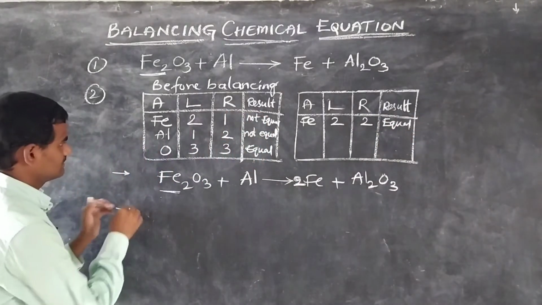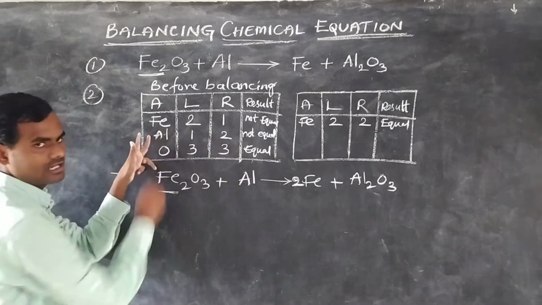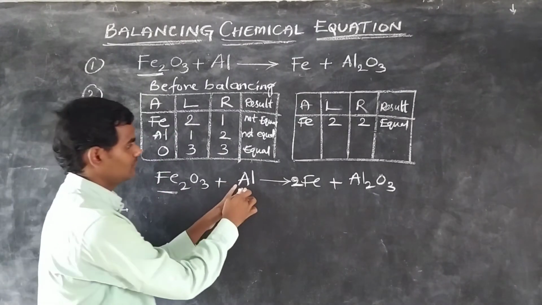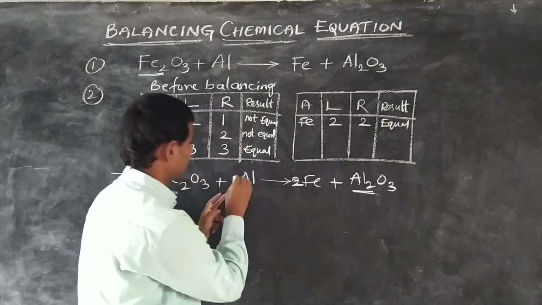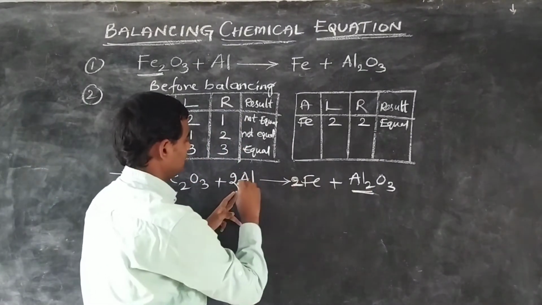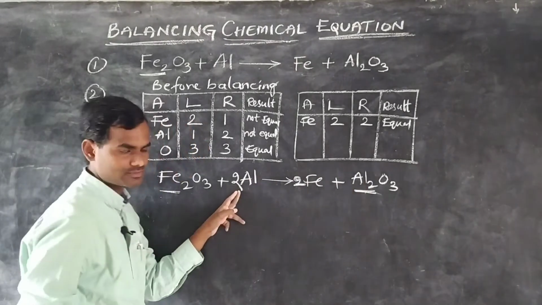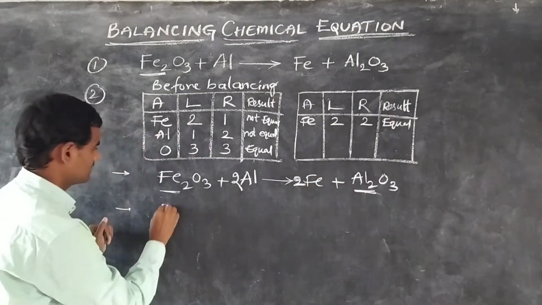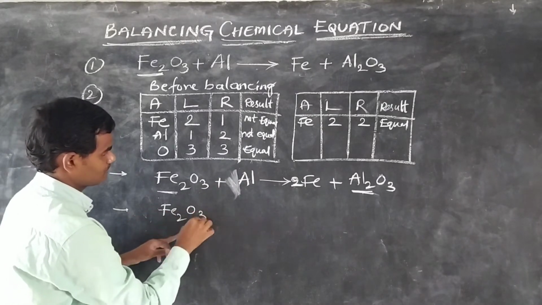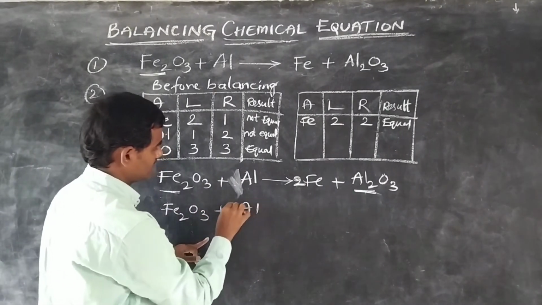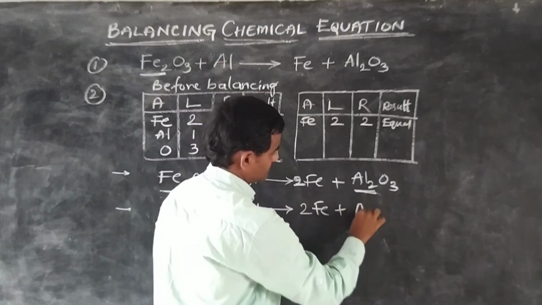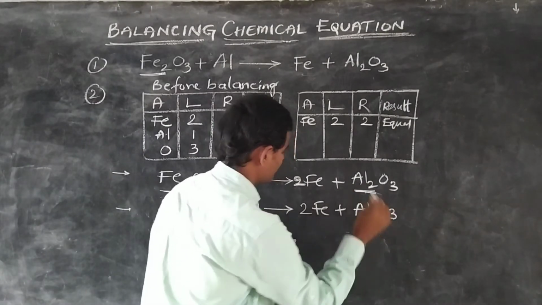Next, in the second one we have to balance aluminium. So here aluminiums are only 1, here 2. So if we place 2 here on the reactant side, it becomes equal, 2 aluminiums and 2 aluminiums on right hand side. Now the equation becomes Fe2O3 plus 2Al gives rise to 2Fe plus Al2O3.